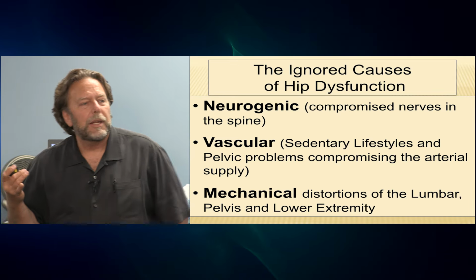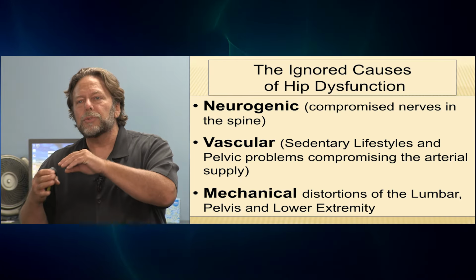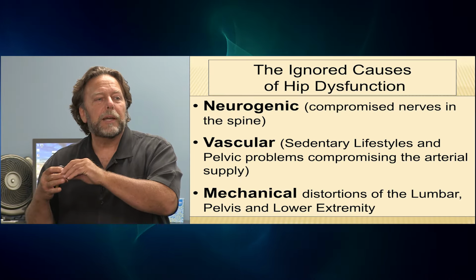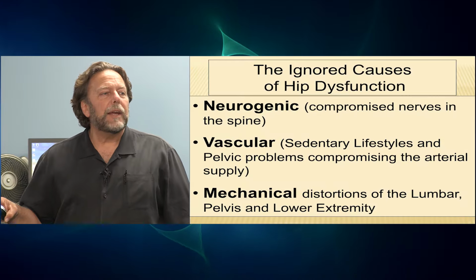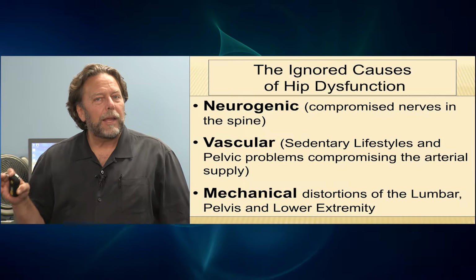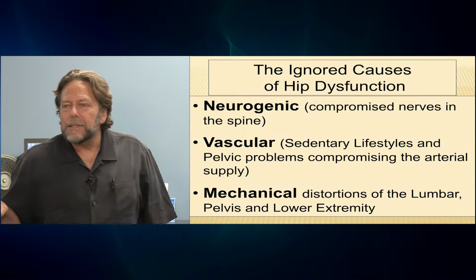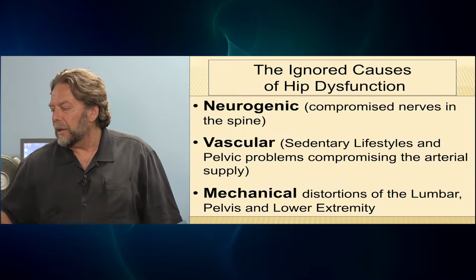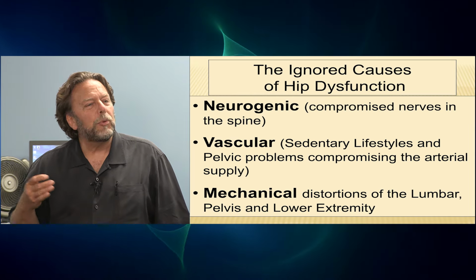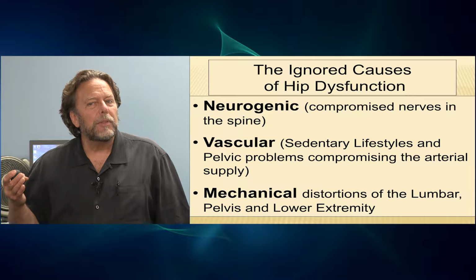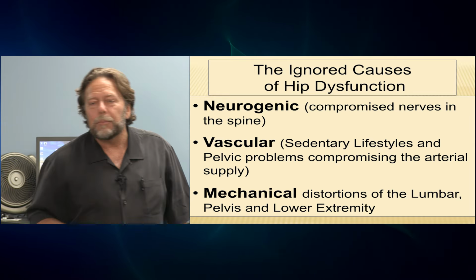neurogenic or neurologic, any nerve factors, because when you compromise the nerve supply to an area, you compromise the function of that. And vascular, you're going to find out that the blood flow or the health of the blood is vital for the health of the hip. And these are things that are not talked about. And the mechanical, what causes a hip to wear out? Is it more than the mechanical distortion? You're going to find out that the standard view is completely ignorant.